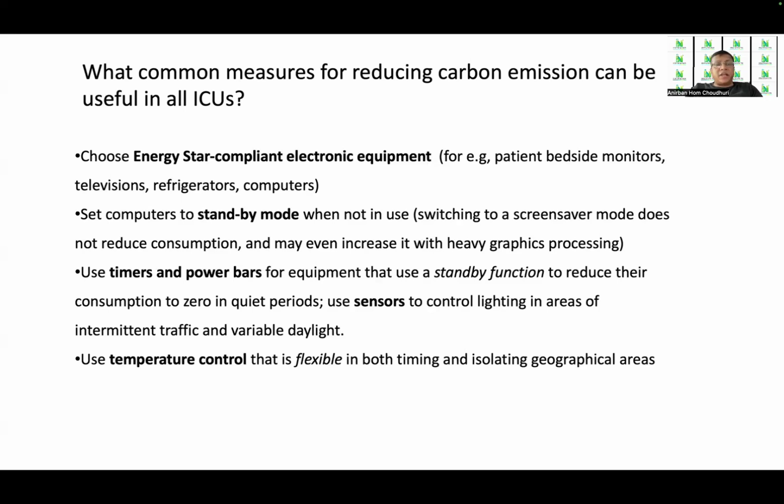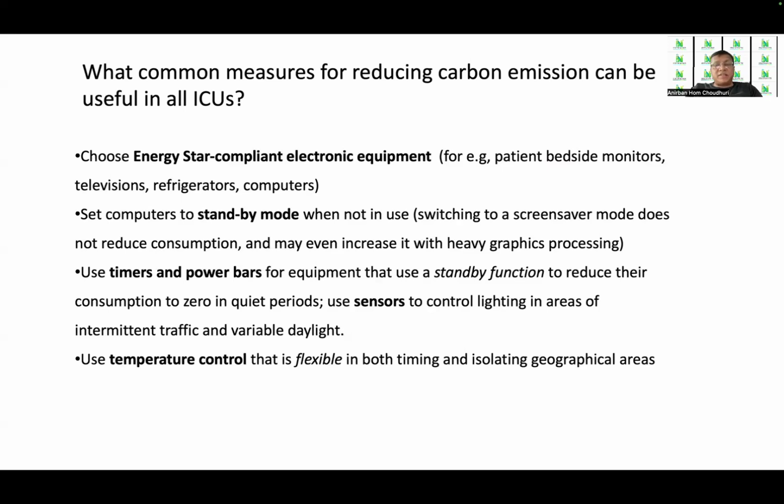Set computers to standby mode, and by computers I mean essentially the computers which are attached to the monitors, when not in use, because simply switching to screensaver mode does not reduce energy consumption and may even increase it with heavy graphics processing. So we have to put them into standby mode. Use timers and power bars for equipment that use a standby function to reduce their consumption to zero in quiet periods where we don't need them.